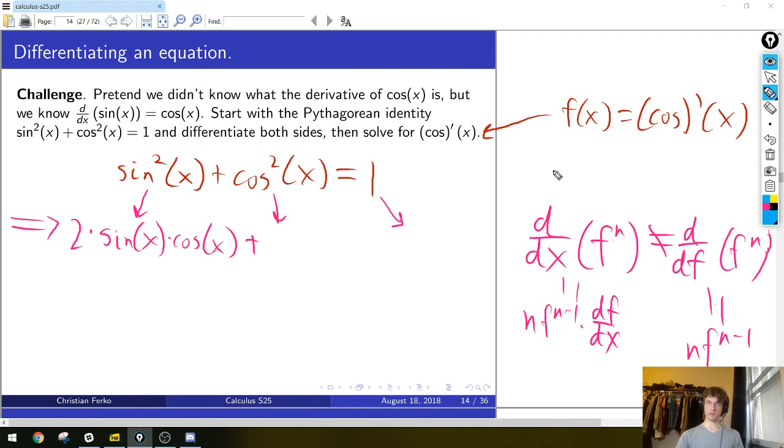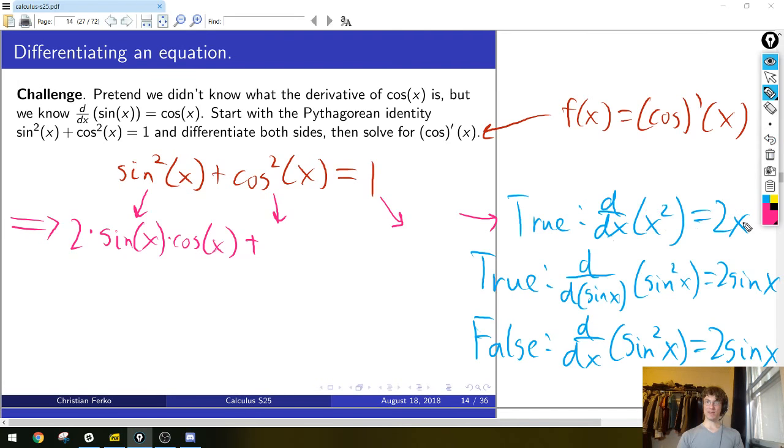The false thing is d/dx of sine squared x equals 2 sine x. You shouldn't expect this equation to be true because you started with a true equation and replaced two of the dummy variables, but then didn't replace the third one, right? You can't replace some dummy variables with sine x and then leave some of them unreplaced and expect the equation to still be true. So this is not the case.